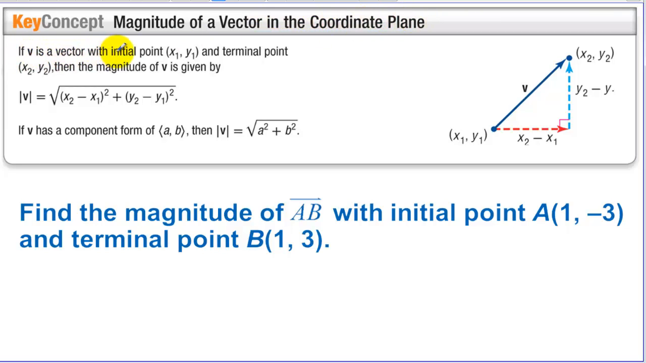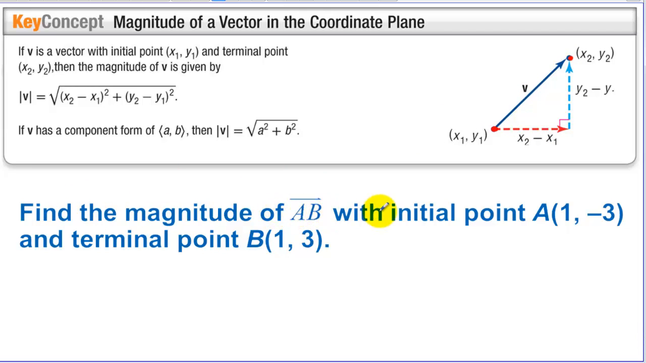Magnitude of a vector in the coordinate plane. If V is a vector with initial point (x1, y1) and terminal point (x2, y2), then the magnitude of V is given by what we really have is the Pythagorean theorem. If V has a component form of ⟨a, b⟩, then we've already taken care of the subtraction, just like we did in the last slide, and we can just do a squared plus b squared. So as long as you have 2 points that are not lined up either horizontally or vertically, you can draw a triangle from one point to another, and if you want the magnitude or the length of the vector, all we have to do is utilize the Pythagorean theorem.